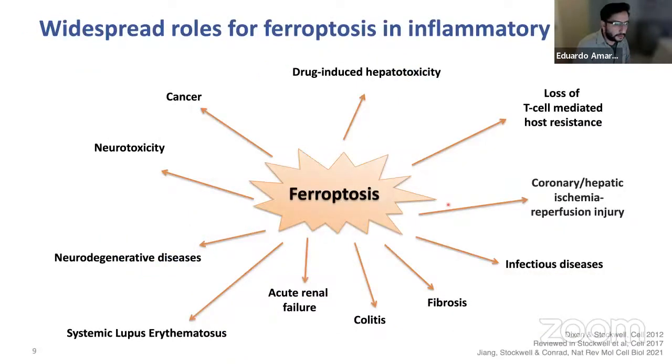So the misregulated ferroptosis has been implicated in several diseases, for example, cancer, neurotoxicity, neurodegenerative disease, lupus, colitis, fibrosis, renal failure, infectious disease, and some kinds of sterile inflammation as well.